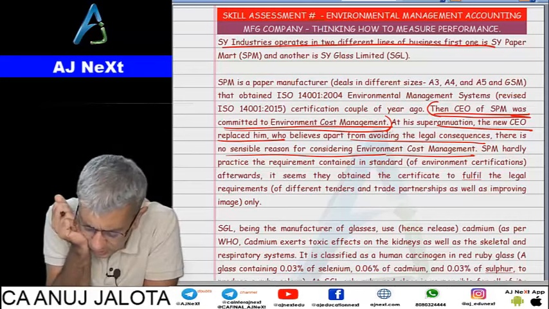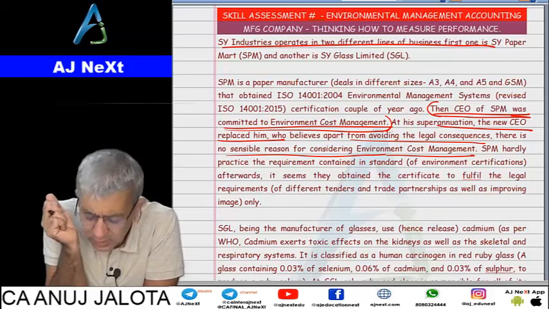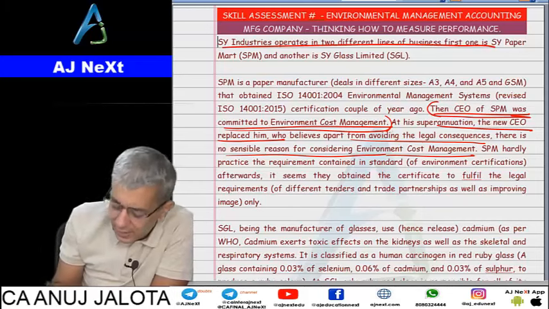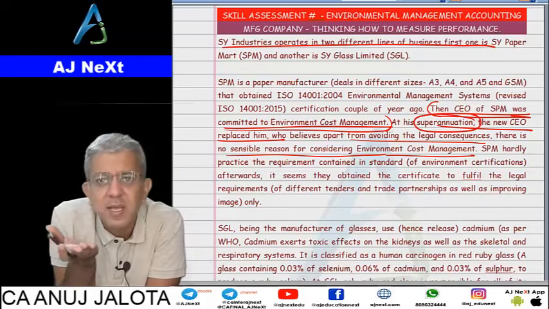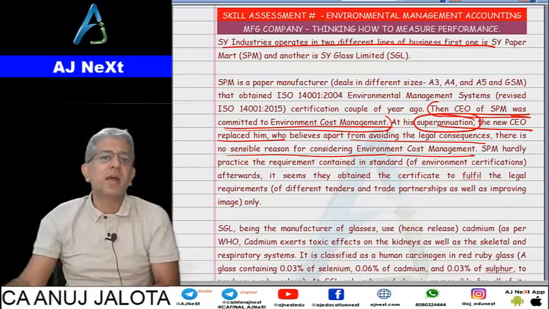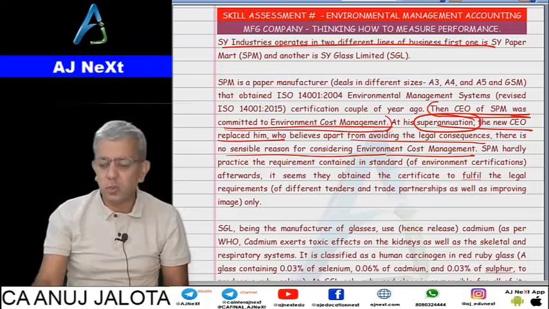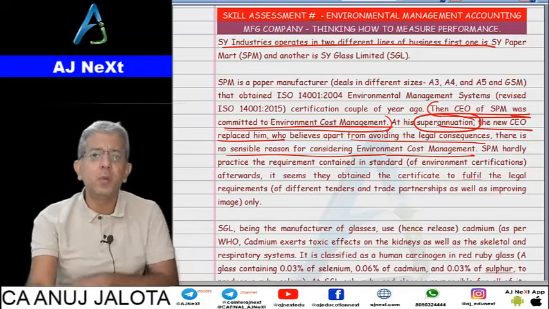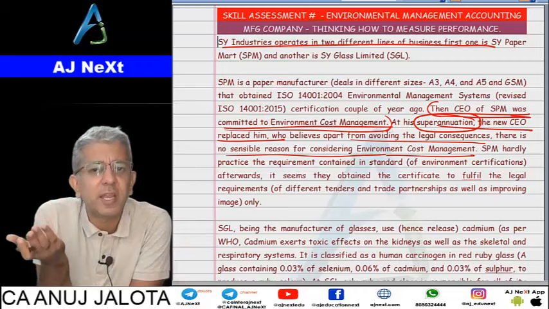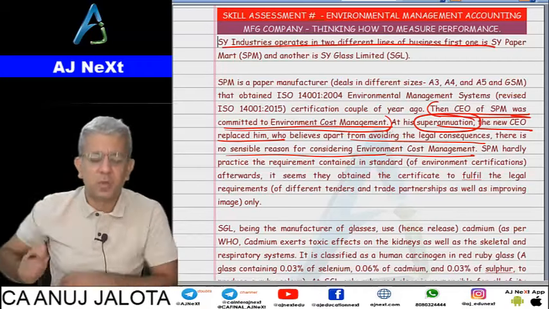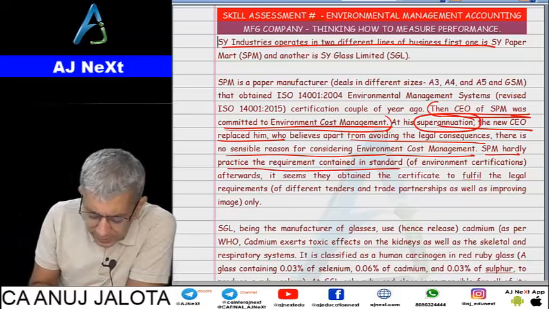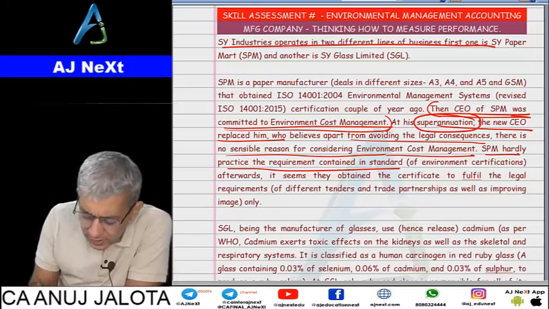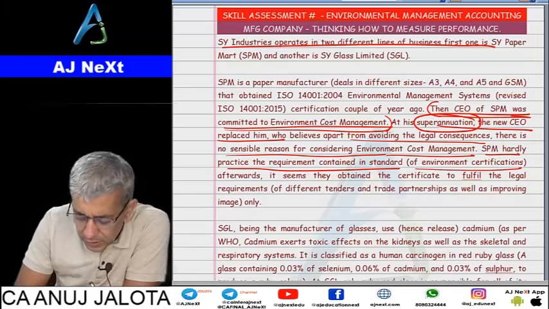Second thing in this case was that now he is gone. So at his superannuation, meaning at his retirement, now he's gone. The new CEO comes, he says, apart from the legal things that we have to be doing, there is no reason why we should be trying to do this. Why should we worry about the environment, the related cost and so on? So, not much interested. SPM hardly practices the requirements contained in the standard of environmental certification.